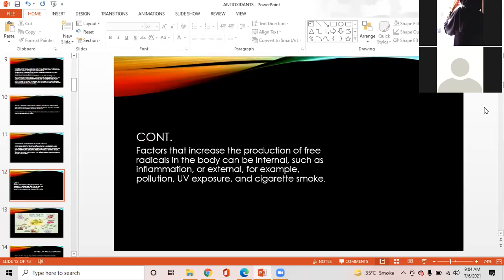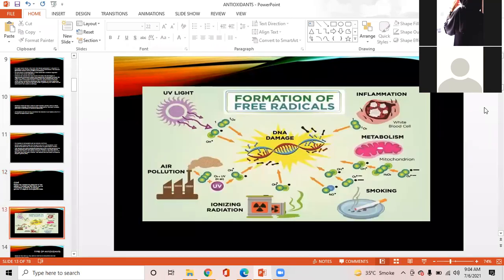Factors that increase the production of free radicals in the body can be internal, such as inflammation, or external, for example pollution, UV exposure, and cigarette smoke. These are the factors that lead to the formation of free radicals. Inflammation, metabolism, smoking, ionizing radiation, air pollution, and UV light all lead to damage of DNA, and thus free radicals are released.